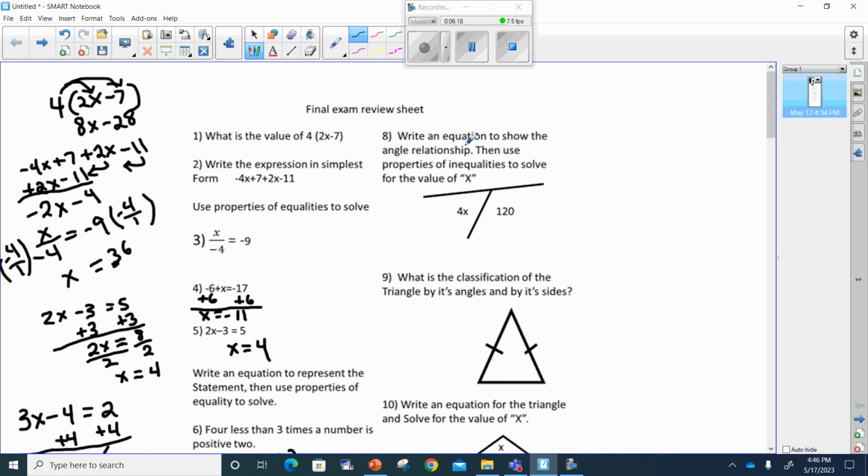Let's go to number 8. It says write an equation to show the angle relationship and use properties of inequalities to solve for the value of x. Okay, if I use an equation for this, I remember that all lines equal 180 degrees. If that's true, then 4x plus 120 has to equal 180.